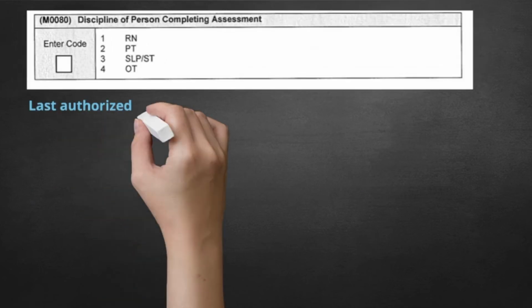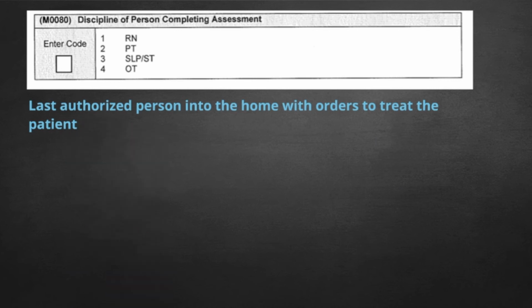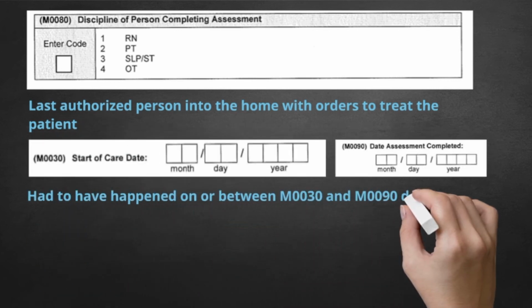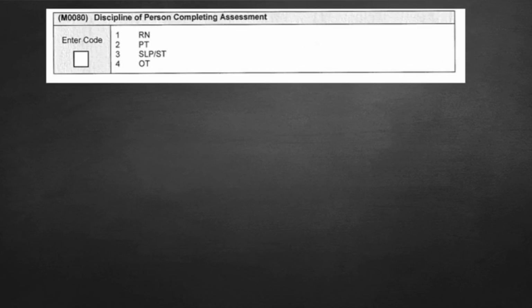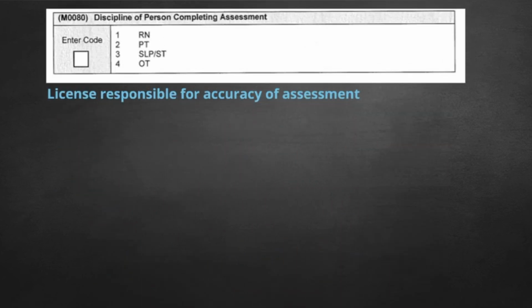Always remember, M0080 is the last authorized person into the home with orders to treat the patient. That visit had to have happened sometime on or between the M0090 date and the M0030 date. Also remember, M0080 is the license responsible for accuracy of the overall assessment.